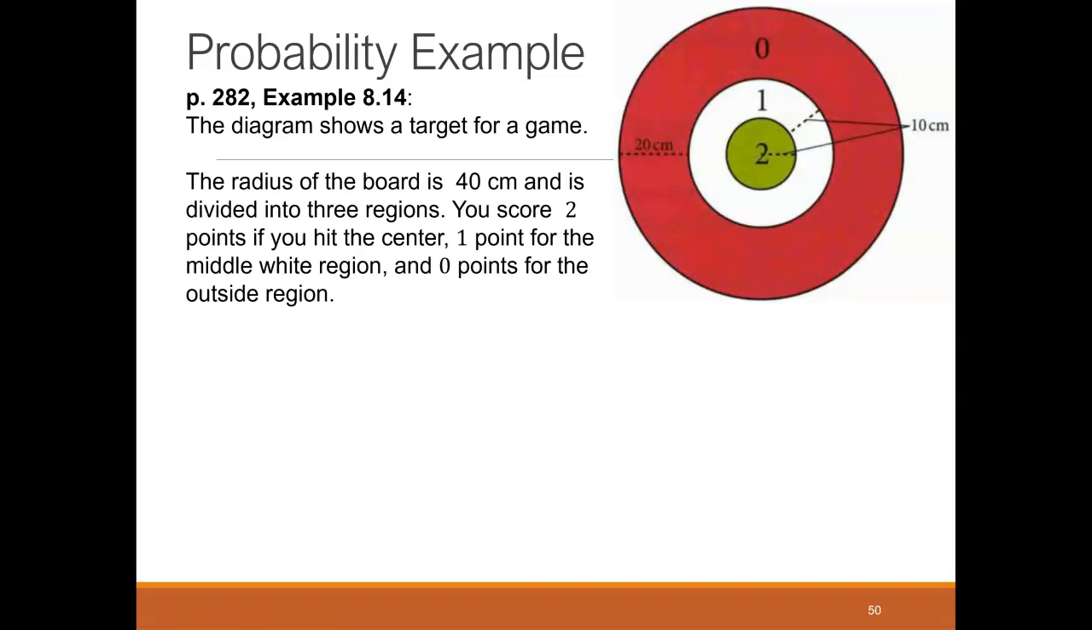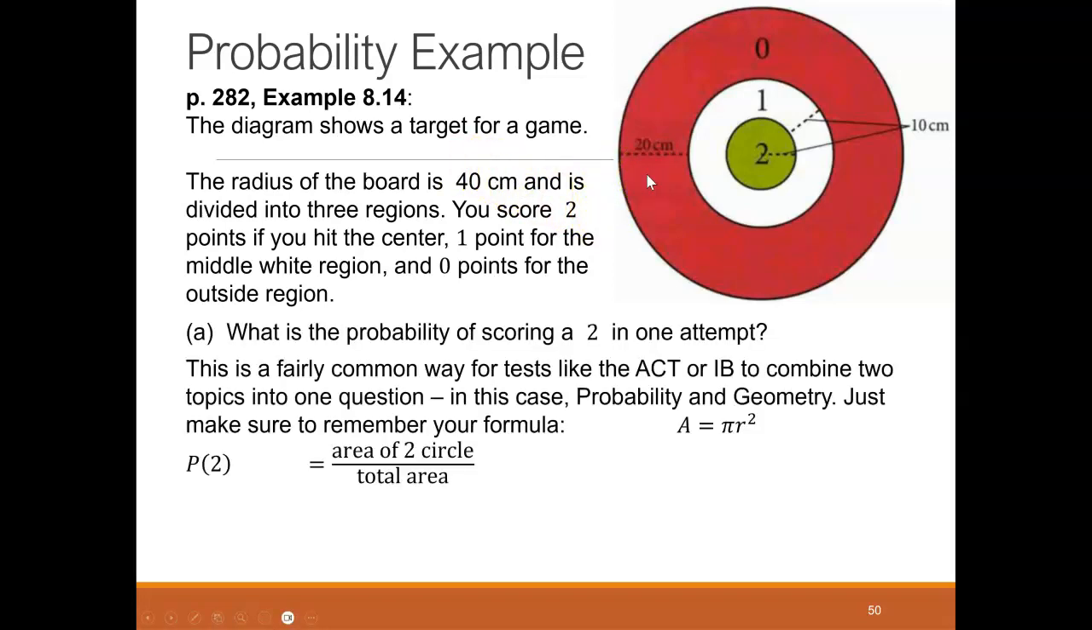Pi times 40 squared. We want the whole board, right? It's divided by the sample space. So pi divided by 40 squared. So you get 1 out of 16, when you reduce that sucker down. Everybody okay on that one?